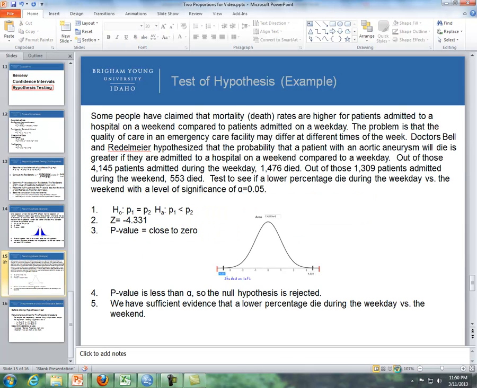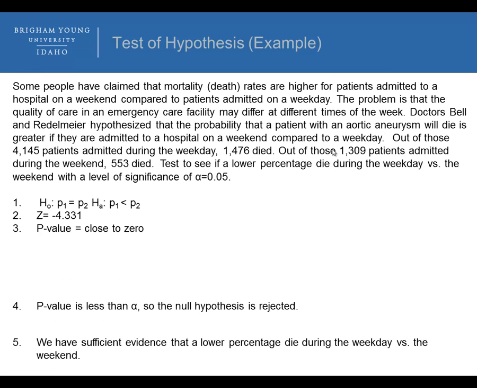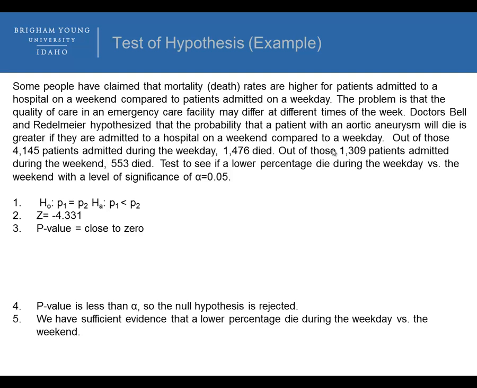Then I'll go back to the slide here, so here are our steps. Step number 4: the p-value is less than alpha, since the p-value is close to 0, so the null hypothesis is rejected. So we have sufficient evidence that a lower percentage died during the weekday versus the weekend. The next item is how you can label your test statistic and shade your p-value. I use the applet again, and because we're 4 or more standard deviations away from the null hypothesis, you can barely see shading. You shade on the left, and the test statistic is negative 4.331.